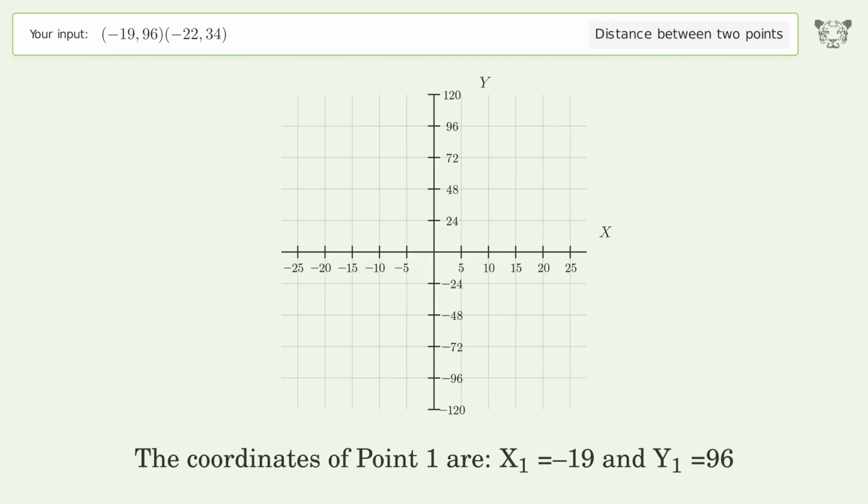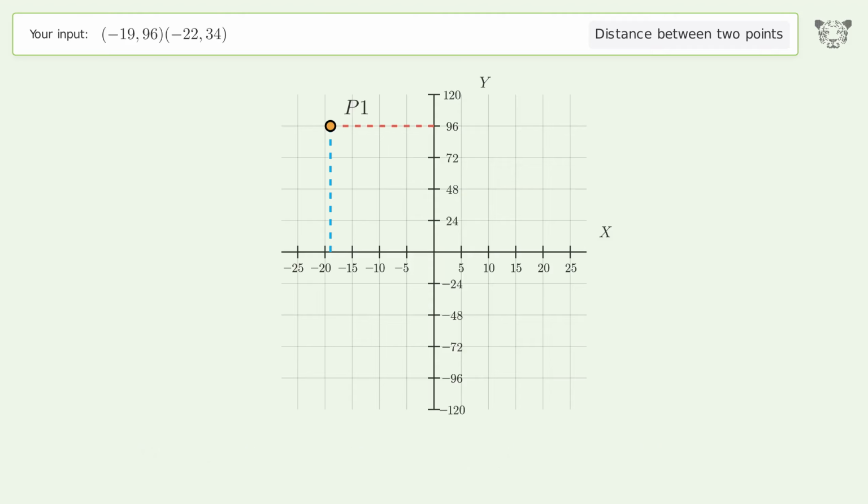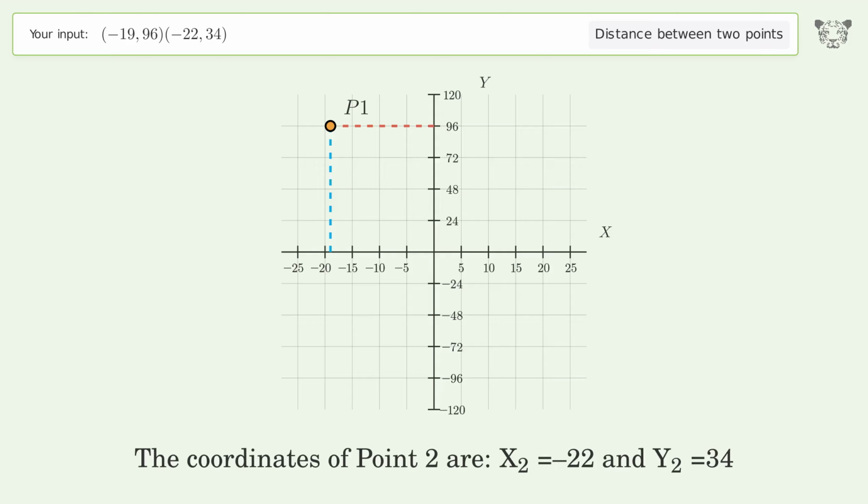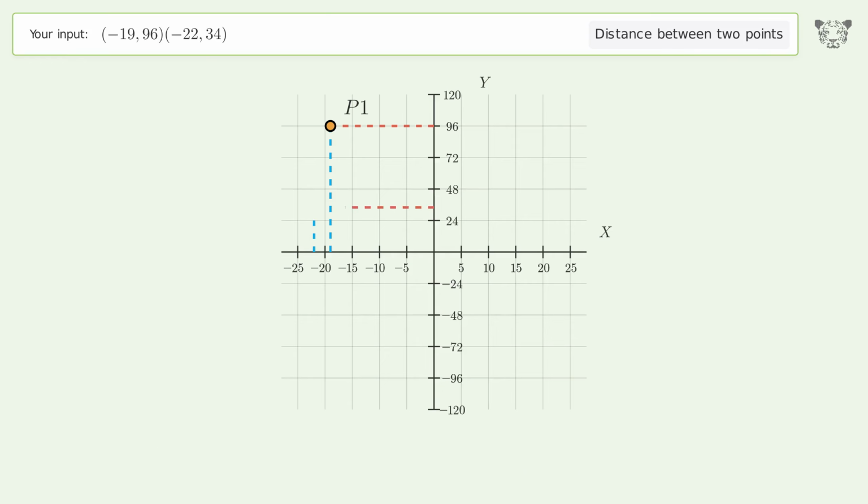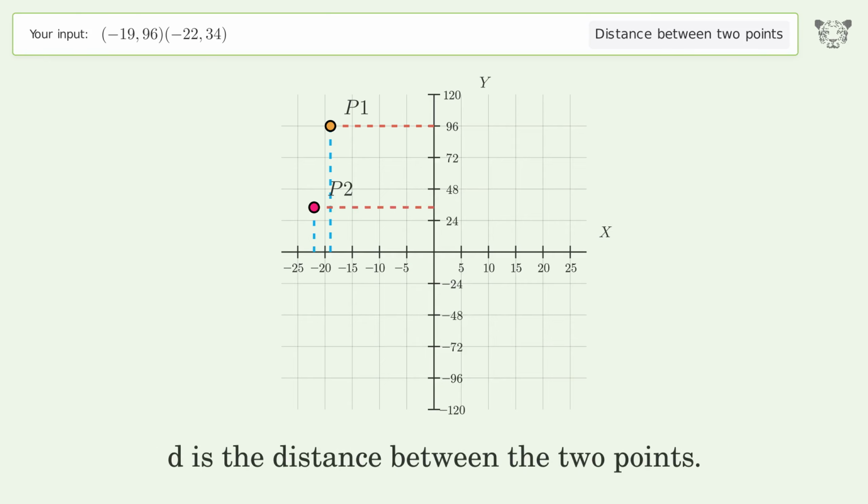The coordinates of point 1 are x1 equals -19 and y1 equals 96. The coordinates of point 2 are x2 equals -22 and y2 equals 34. D is the distance between the 2 points.